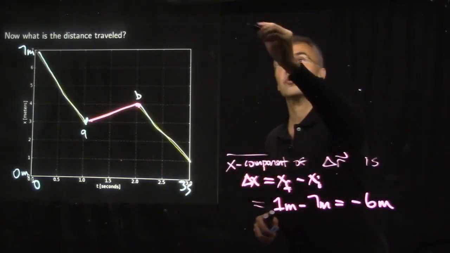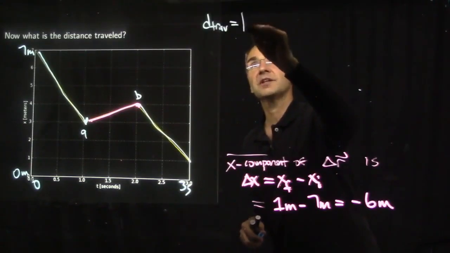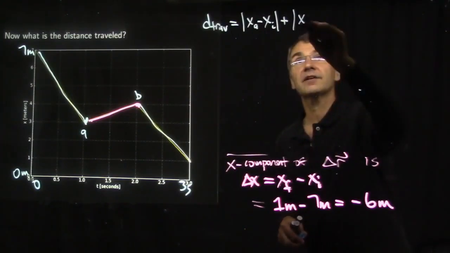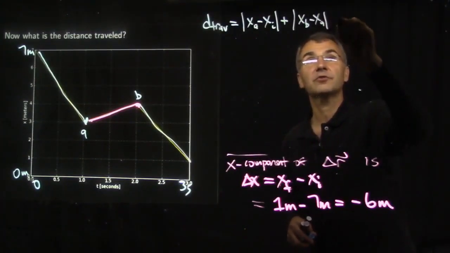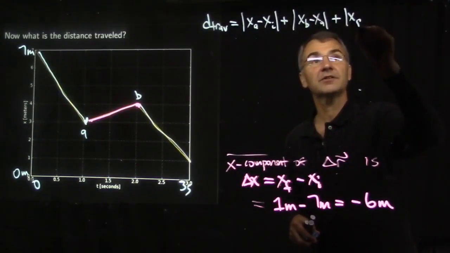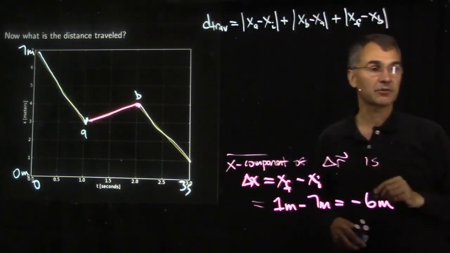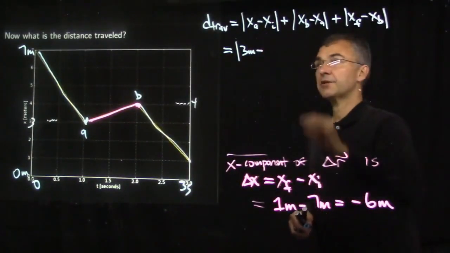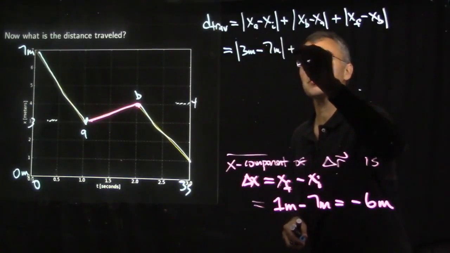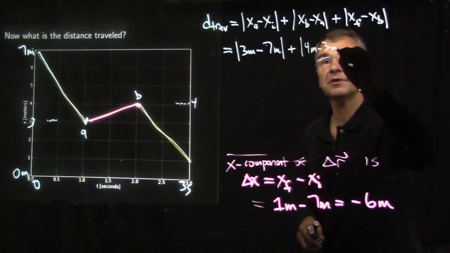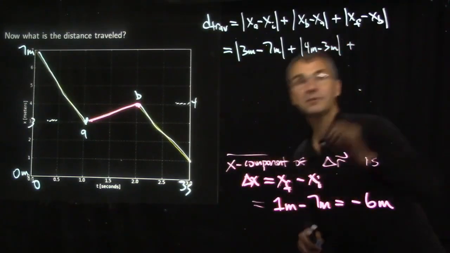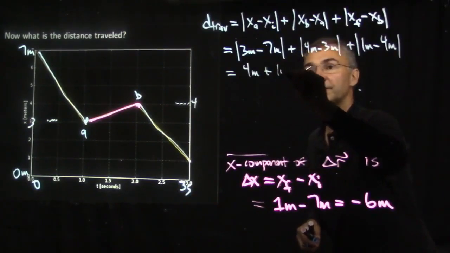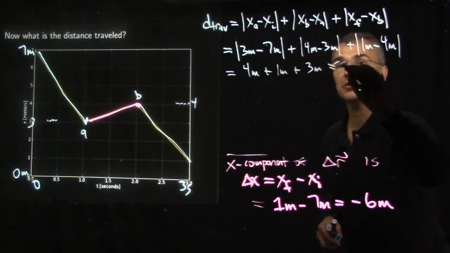But remember, we said before that the distance traveled, in this case, would be the magnitude of XA minus X initial, plus the absolute value of XB minus XA, plus the absolute value of X final minus XB. That's 3, that's 4. That's the absolute value of 3 meters minus 7 meters, plus the absolute value of 4 meters minus 3 meters, plus the absolute value of 1 meter minus 4 meters. 4 meters plus 1 meter plus 3 meters equals 8 meters.